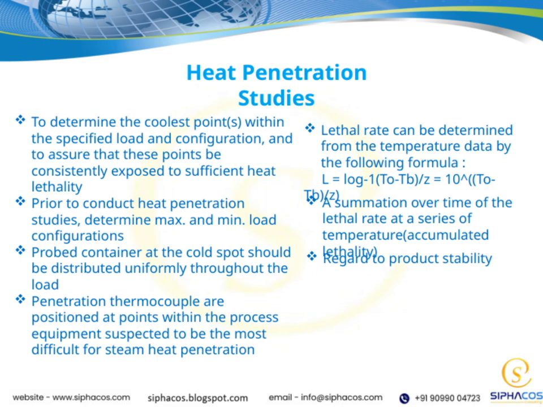It involves the temperature at the process time, T, the temperature of the coldest point, TB, and a parameter called Z, which reflects the temperature change needed to change the microbial death rate by a 10-fold factor. The formula looks like this. L equals log base 10 of (T minus TB) divided by Z, or alternatively, 10 to the power of that same ratio. This gives us a clear, quantitative way to assess how lethal the heat treatment is at any point.